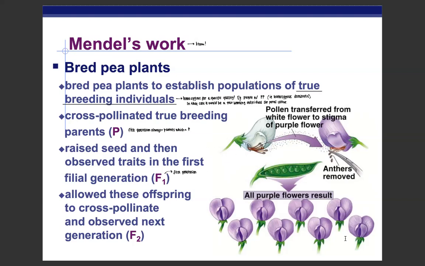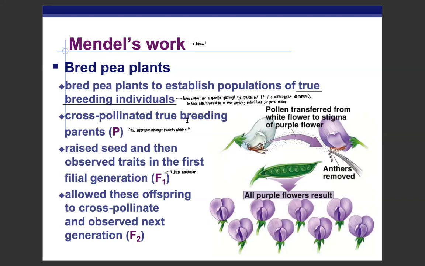The most common example is the color of the pea plant, so either white or purple, where purple is the dominant quality and white is the recessive quality. So he worked with either plants that were true breeding for the purple characteristic, which means that they are homozygous dominant, or they were true breeding for the homozygous recessive.